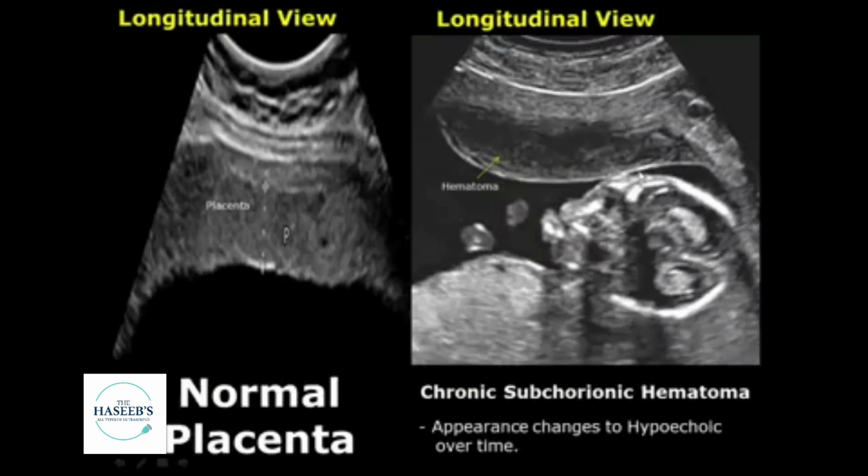And also another feature is that on color Doppler, the hematoma will not have any internal flow, whereas a placenta will have internal flow.